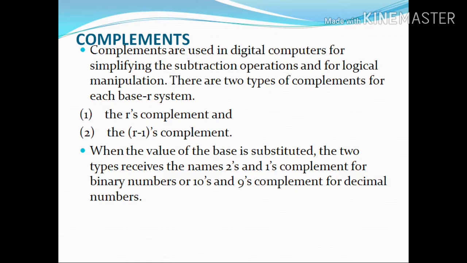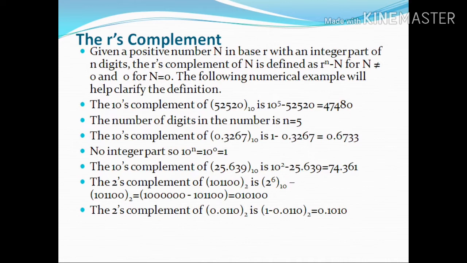Now let's take one example. That is the R's complement. Given a positive number N in base R with an integer part of n digits, the R's complement of N is defined as R to the power n minus N, and 0 if N equals 0. For example, the ten's complement of 52520 is 10 to the power 5, because we have 5 digits, minus 52520.